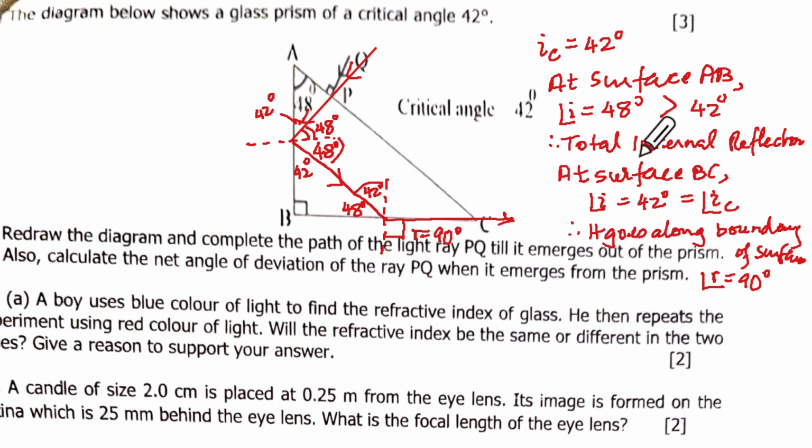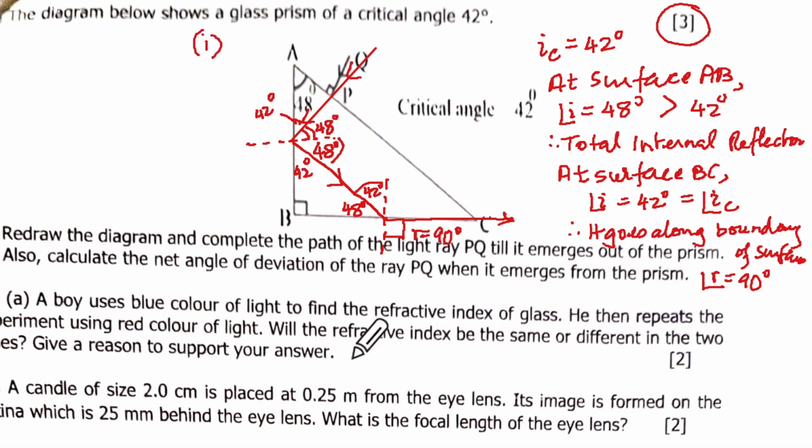Understanding? Now it is for 3 marks. So make sure that you supply enough information so that you don't lose those marks. Understood? Yes, ma'am. Now they say redraw the diagram, complete the part till it emerges. Also calculate the net angle of deviation of ray PQ when it emerges from the prism. So this is your first part.